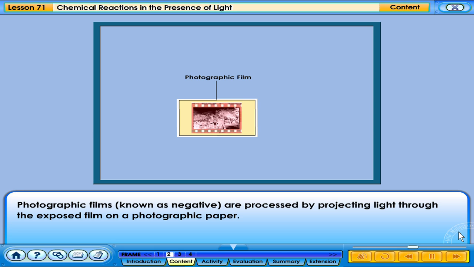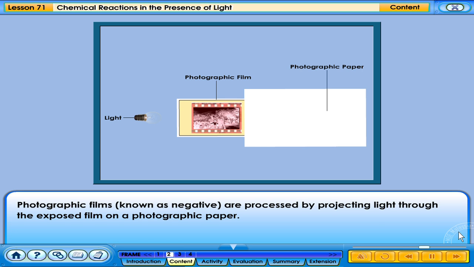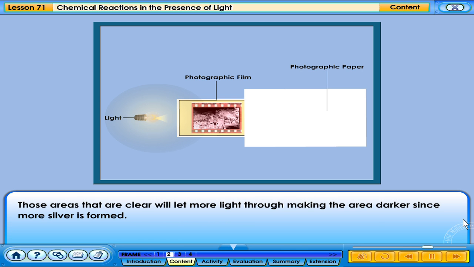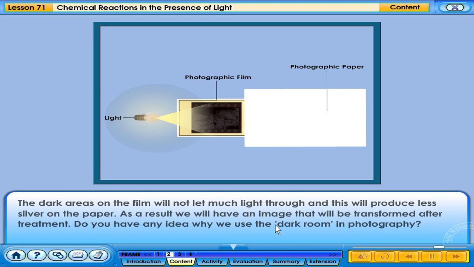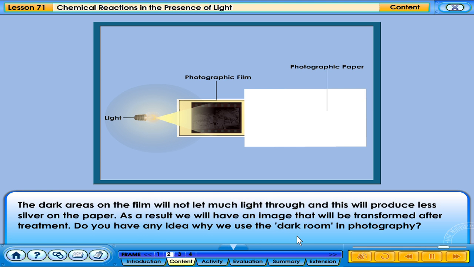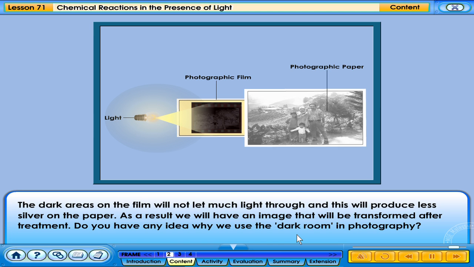Photographic films, known as negatives, are processed by projecting light through the exposed film on a photographic paper. Those areas that are clear will let more light through, making the area darker since more silver is formed. The dark areas on the film will not let much light through, and this will produce less silver on the paper. As a result, we will have an image that will be transformed after treatment. Do you have any idea why we use the darkroom in photography?